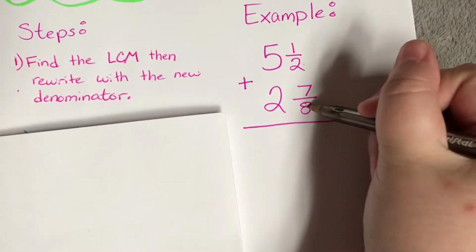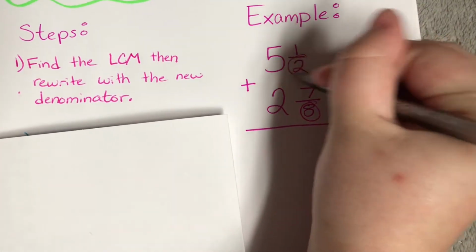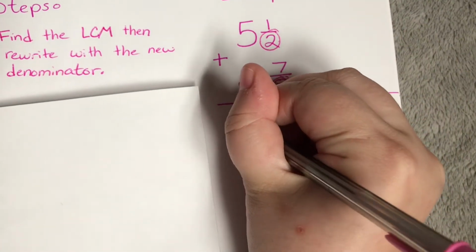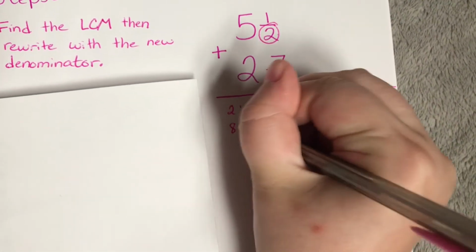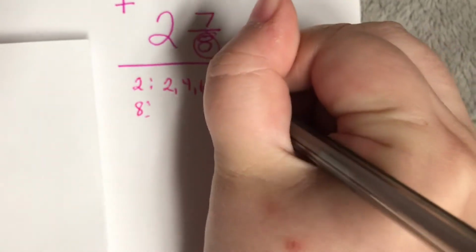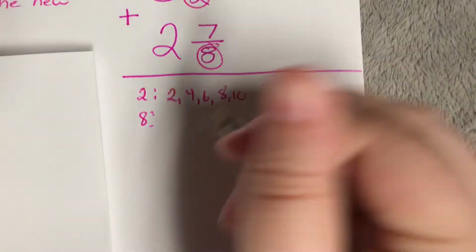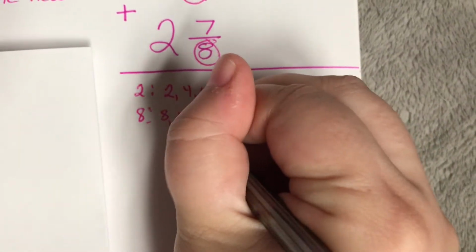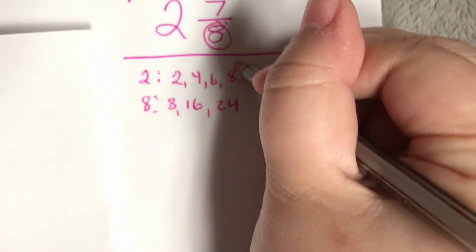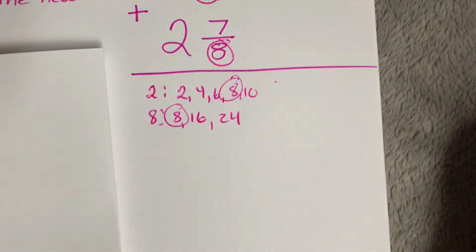So we're using the 2 and the 8. We're going to find the LCM. So we have a 2 and we have an 8. We list our multiples of 2 first. So we have 2, 4, 6, 8, 10. We have 8, 16, 24. Our least common multiple, the one that they have in common, is 8.